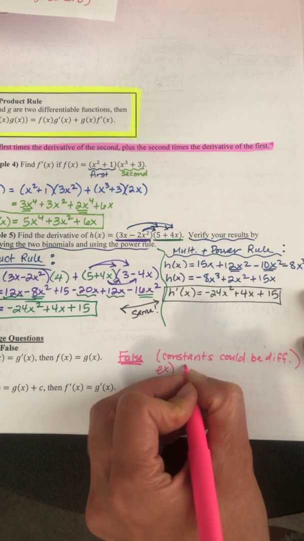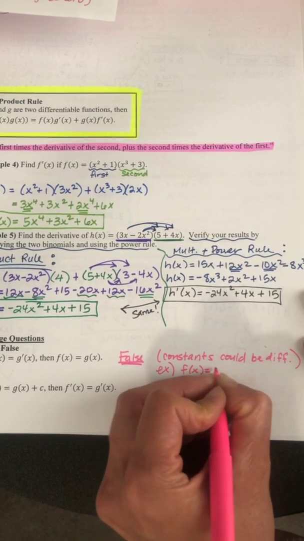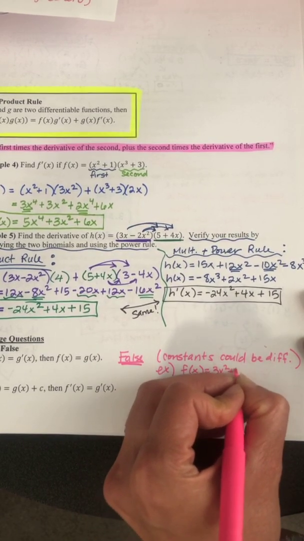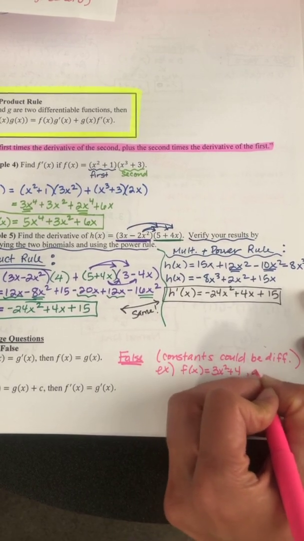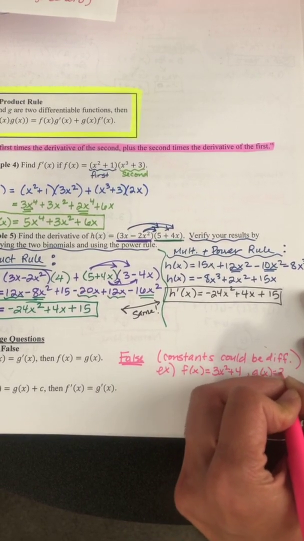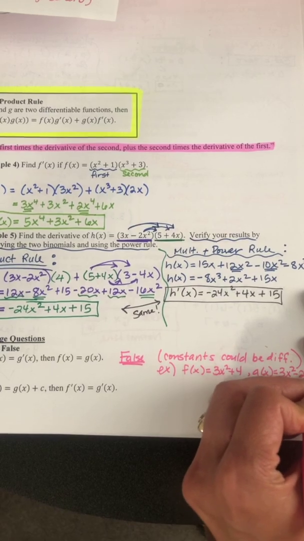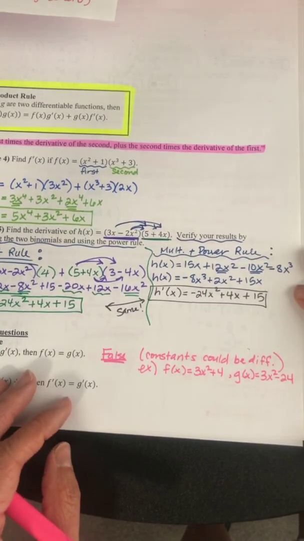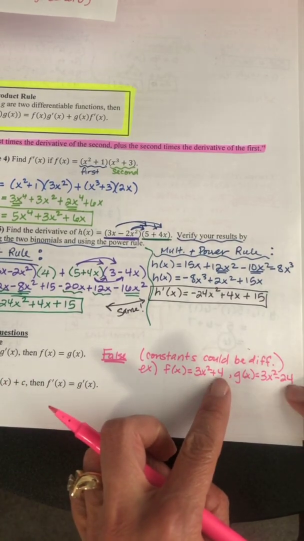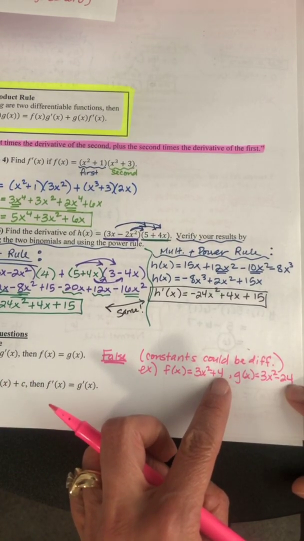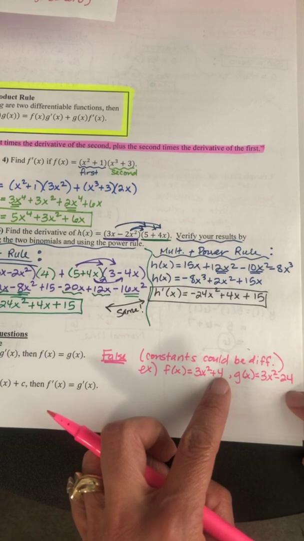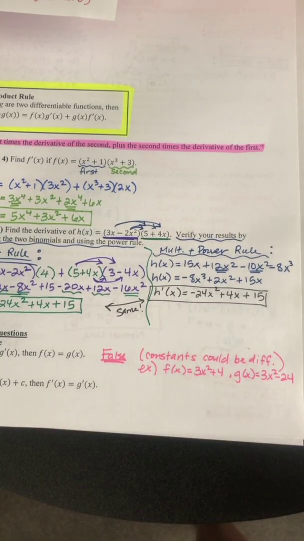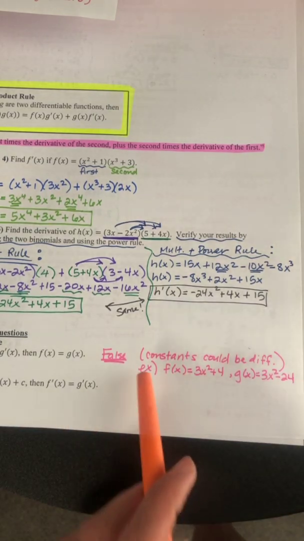Example, what if we have f of x equals 3x squared plus 4, and g of x equals 3x squared minus 24? Their derivatives are both going to be a 6x, but each of them have a different constant. So this one crosses the y-axis at 4, and this one crosses the y-axis at negative 24. So they're not the same function by any means. Okay, so we can't always assume that.